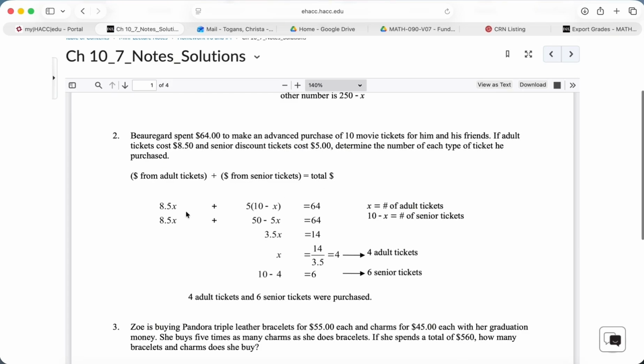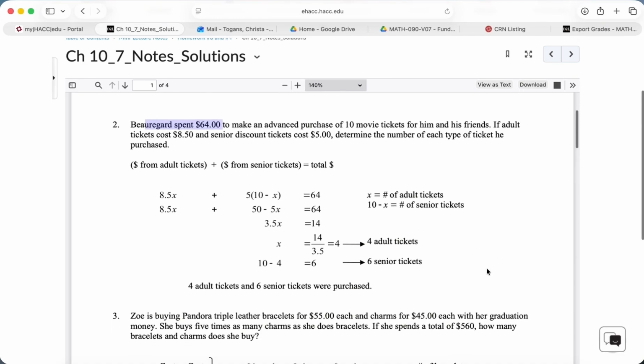Okay? So you have $8.50 times x, because that's the unknown. And then $5 times the 10 movie tickets minus that same x. And it's equal to 64 because we have $64. So I used to always highlight or underline the things that I could, which was helpful.